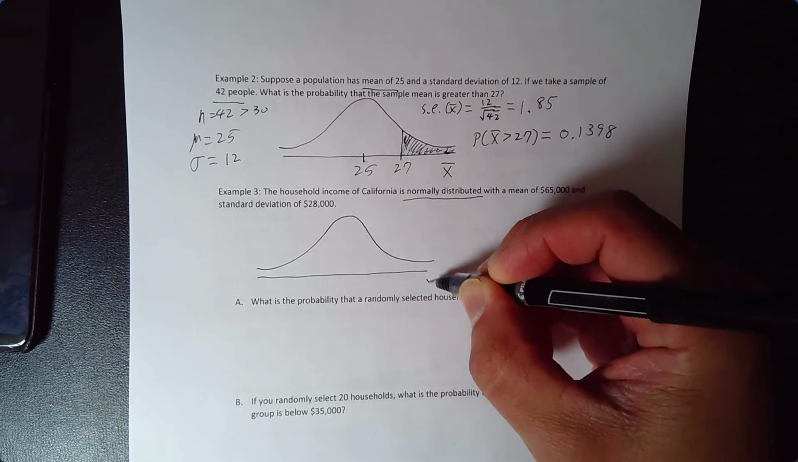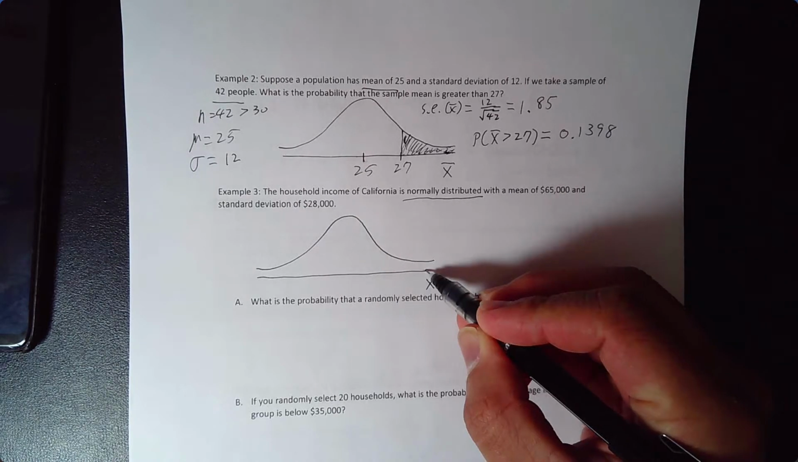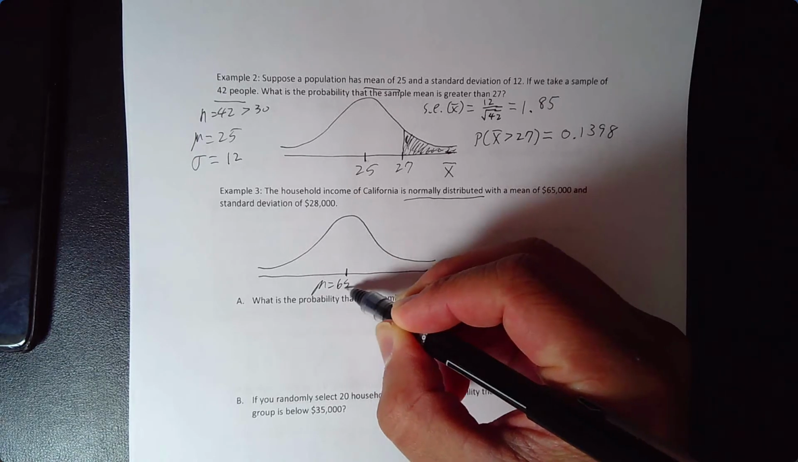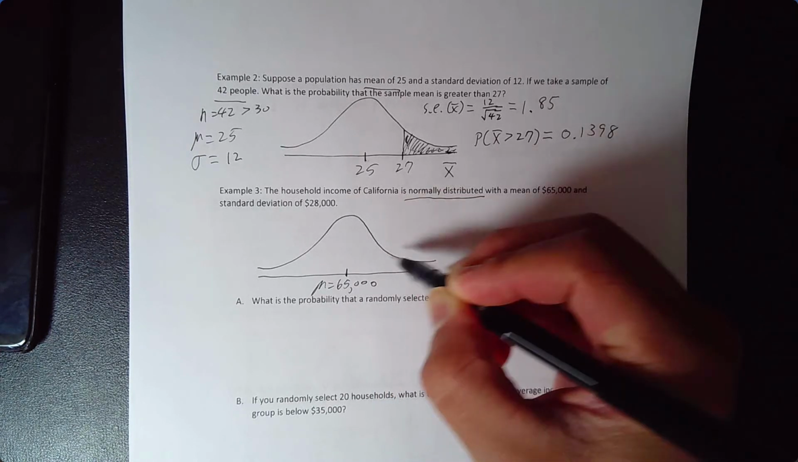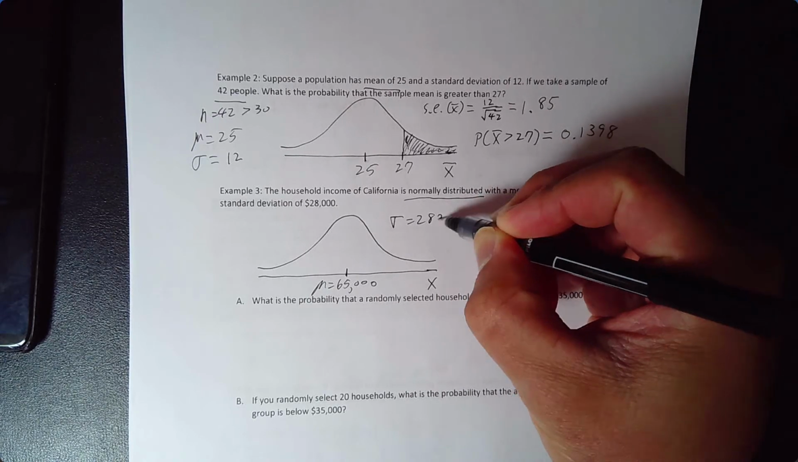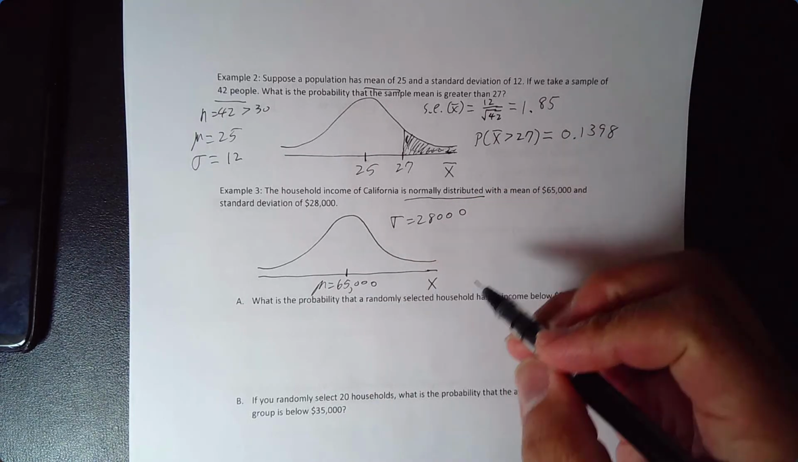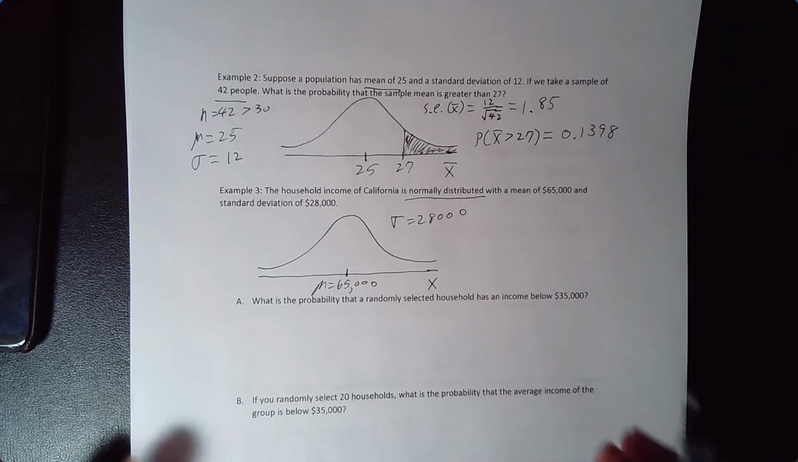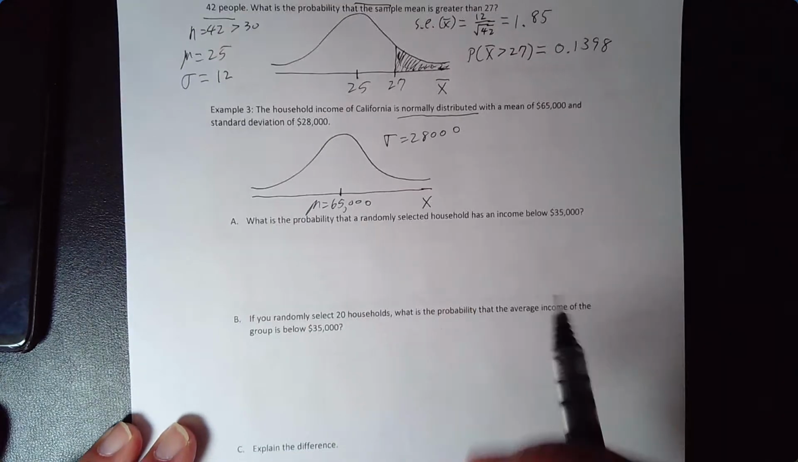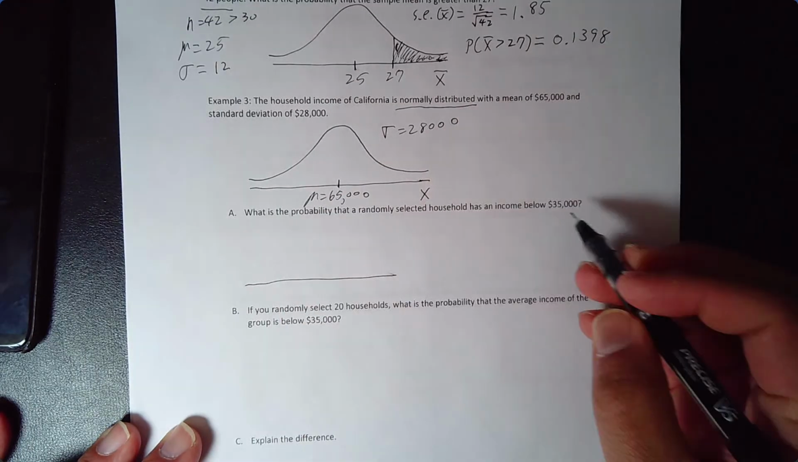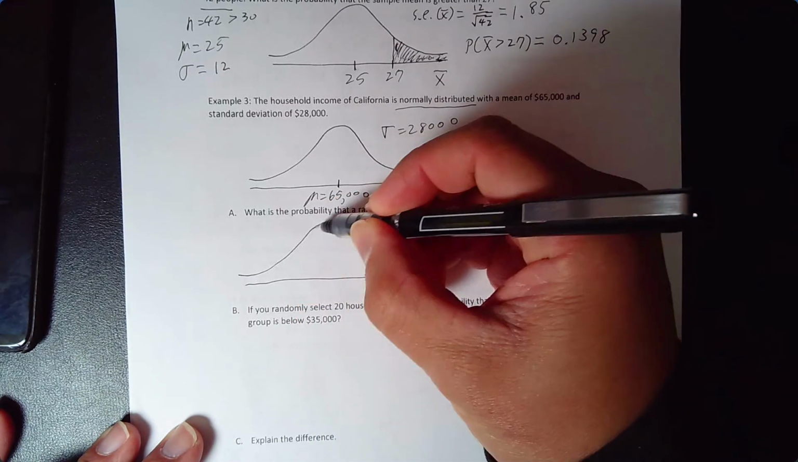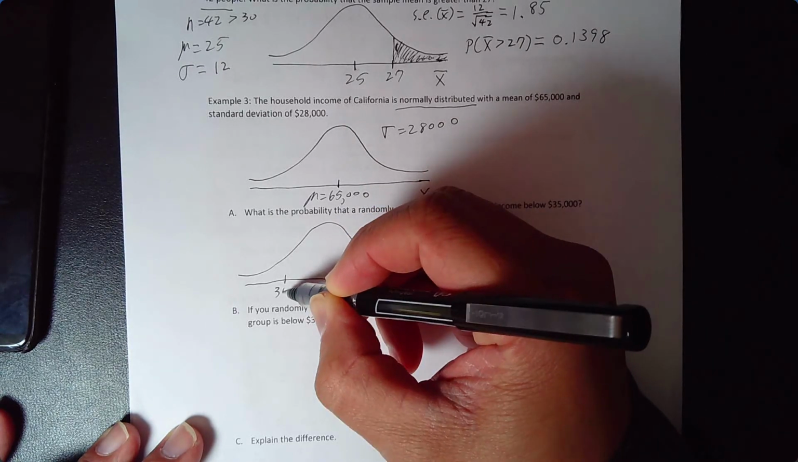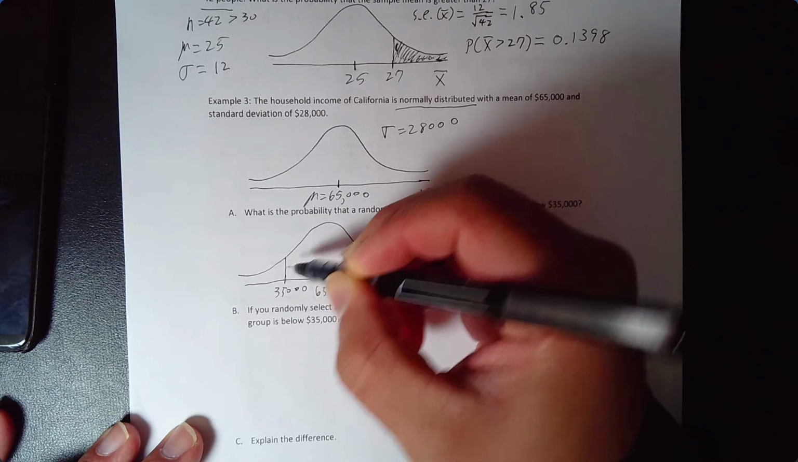The income is X, not X bar, just X. Okay, the center, the mu, equals 65,000, and the standard deviation equals 28,000. So that's what the problem gives me. This is the distribution of income, individual income, not the sample, not the sample mean. The probability that a randomly selected household is below 35,000. Okay, so here's 65,000, so 35,000 is here, and that's the area that I want.